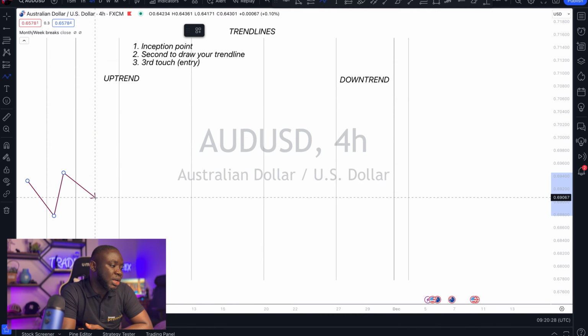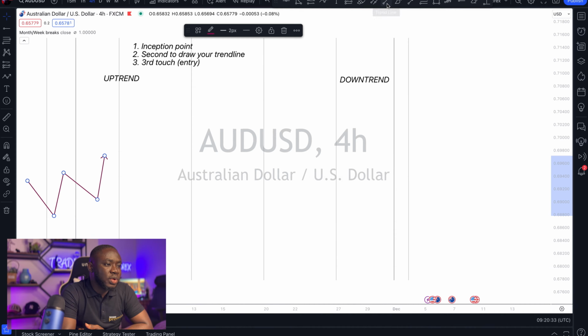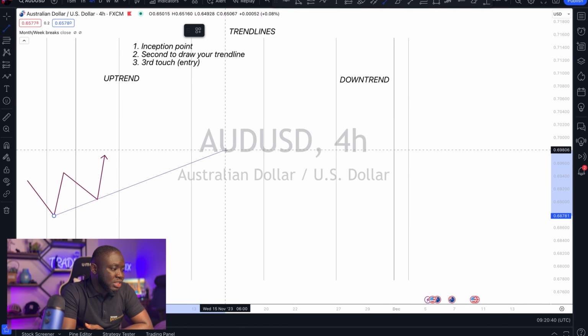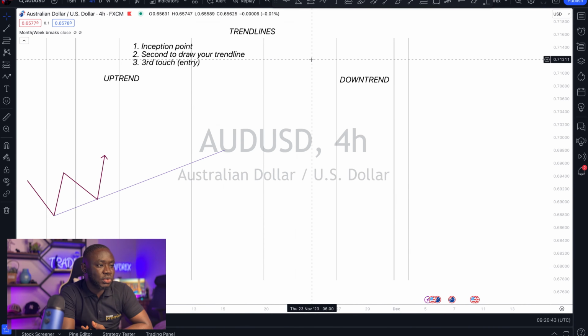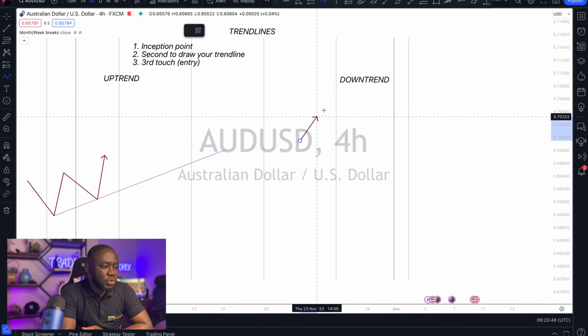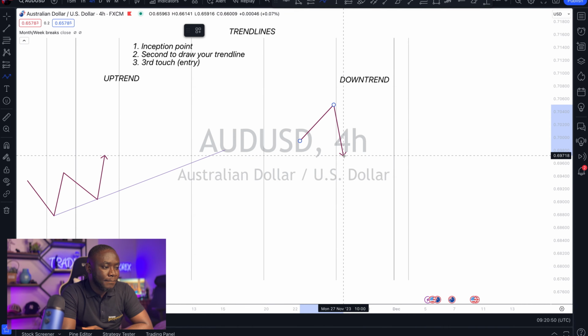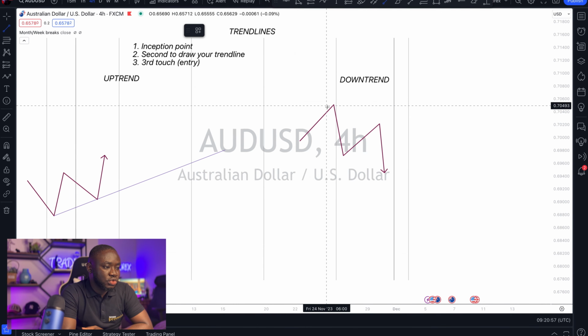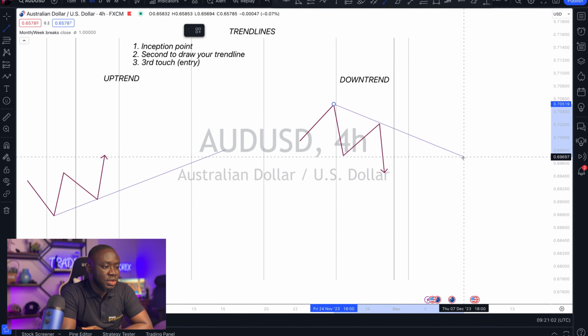So what does it mean? We want the market to give us another second point in the uptrend. Once we have that, all we need to do next is draw a trend line connecting both points. Draw your trend line and then just extend it into the future. The same thing goes for the downtrend as well. With a downtrend, you also want your point of inception as well as your second point to draw your trend line. Then what do you do next? You just draw your trend line connecting both points, because now you can clearly see it is a downtrend.